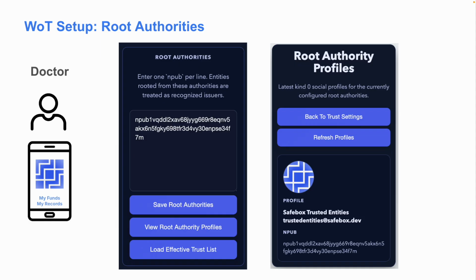Setting up the Web of Trust, the root authorities. It's one thing to receive a record, but they need to know whether the doctor or whatever is part of an association or part of a list. Basically what I implemented in my initial implementation is a Safebox Trusted Entities Authority, and anybody that this authority follows is considered to be recognized. That's the implementation that I did just to leverage the social media clients, but eventually I will use the decentralized lists.